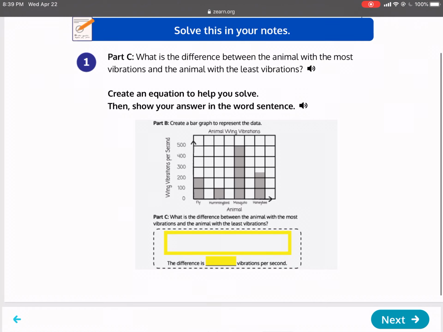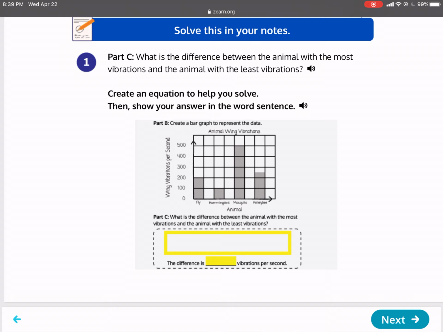Now we're going to create an equation to help us solve. Let's talk our way through this since we don't have our notes in front of us today. The mosquito had 500 wing vibrations per second, and the hummingbird had 100 wing vibrations per second. So if we write a subtraction sentence, it would say 500 minus 100 equals 400.